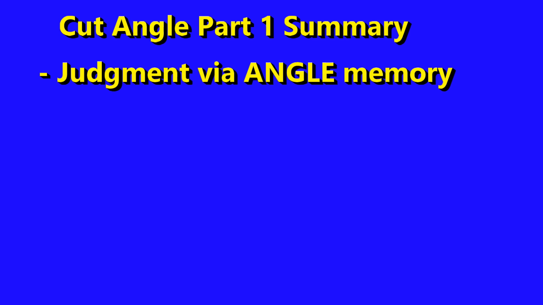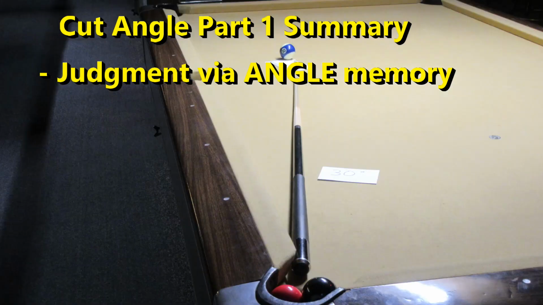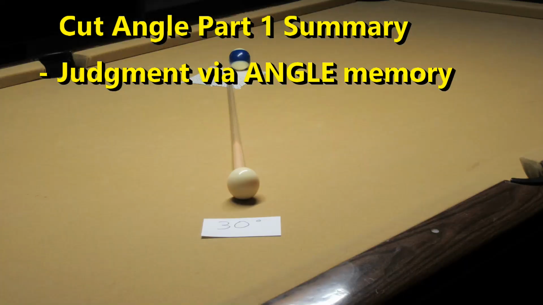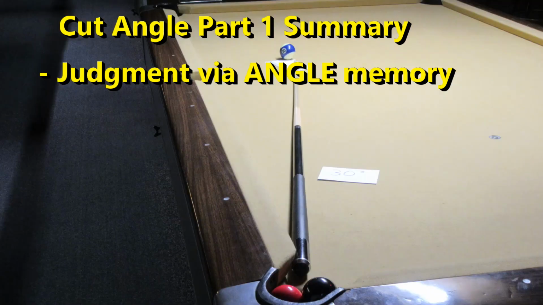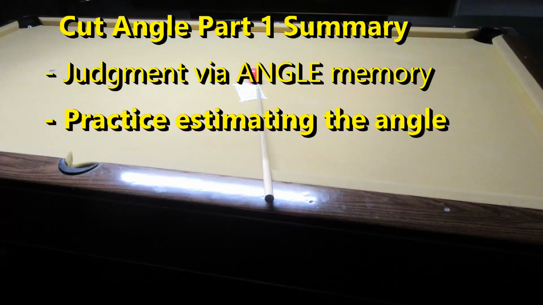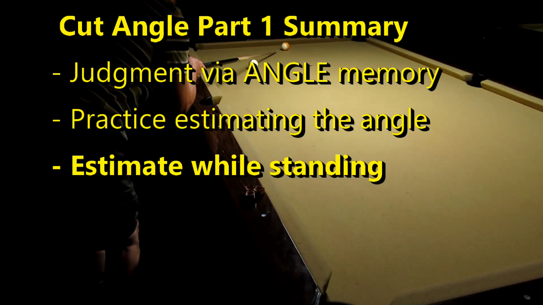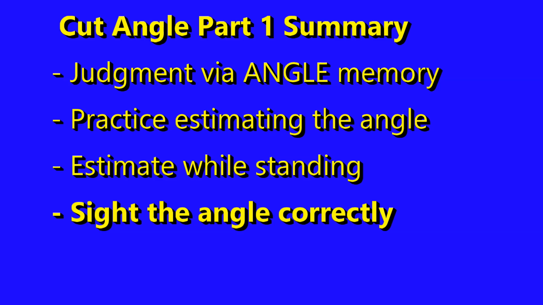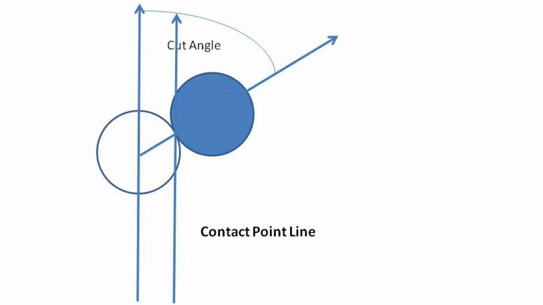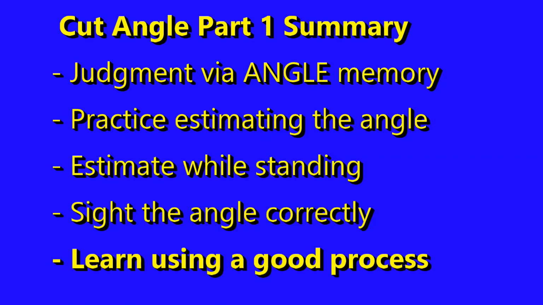Okay, let's recap. We've covered using your judgment, supported by your memory, to estimate cut angles. Two forms of memory: the transition phase of specific practice shots or shots from prior games, and ultimately, and more powerfully, recognizing angles. Then actually practice knowing the angle. Determine the angle while standing, and you can have multiple views that way. Use the cue ball to ghost ball line or the contact point line versus the pocket line, and learn the right way to use your eyes for angle sighting. Follow a good learning process.